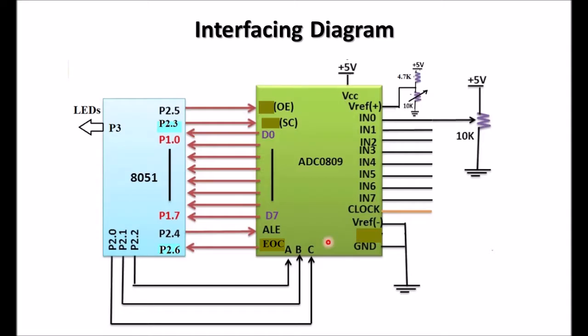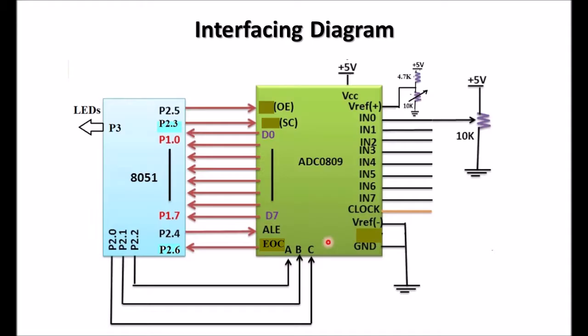The output data lines, digital lines D0 to D7, are connected to port 1, P1.0 to P1.7. The address lines ABC are connected to P2.0, P2.1 and P2.2 respectively. The start of conversion signal is connected to P2.3 and ALE is connected to P2.4. The output enable signal is connected to P2.5 and end of conversion is connected to P2.6.